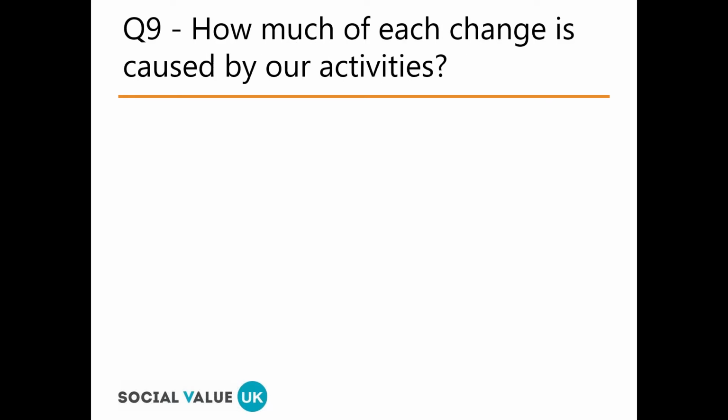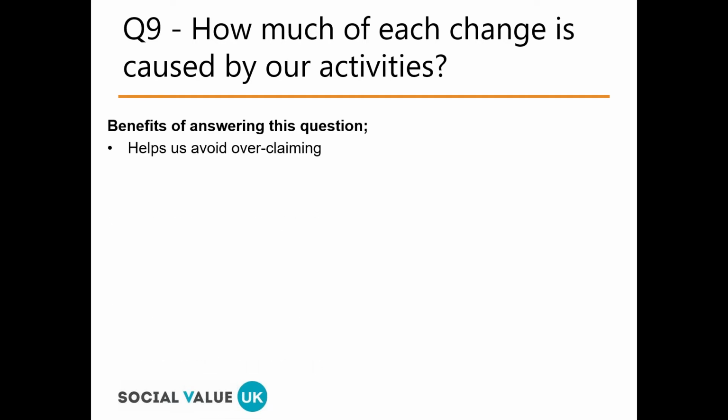The final impact question, where we would involve stakeholders explicitly, relates to question 9, of how much change is caused by our activities, or how much of each change is caused by our activities. This again is the impact question. This is the question that allows us to identify how much we are contributing to the different changes in people's lives. It does help us to avoid overclaiming. We don't want to go to other people and say, these are the changes that are being created, this is how important they are, and it's all down to us.